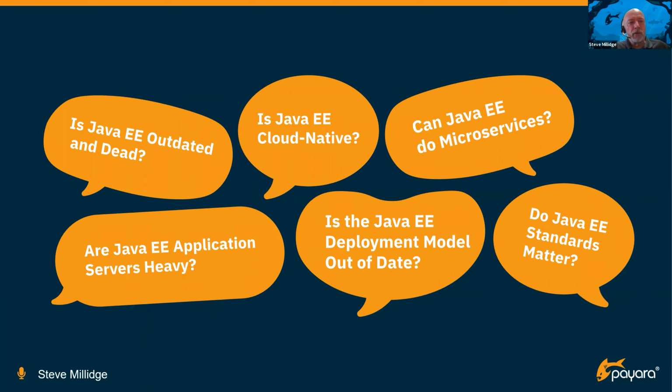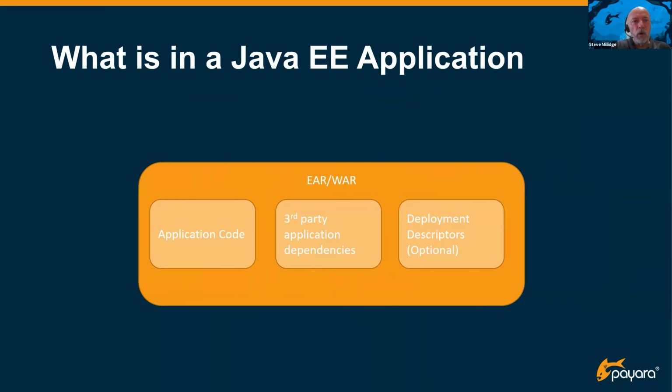So as Jaden said, this is part of a series. This is our 6th webinar. We've been looking at some of the myths or accusations that get thrown at JavaEE, Jakarta EE as a standard, also as a runtime, and whether these things are true in 2021. So today we're looking at, is the JavaEE deployment model out of date? We'll take a look at that and then I'll recap the other questions. So let's start with, what is in a JavaEE application?